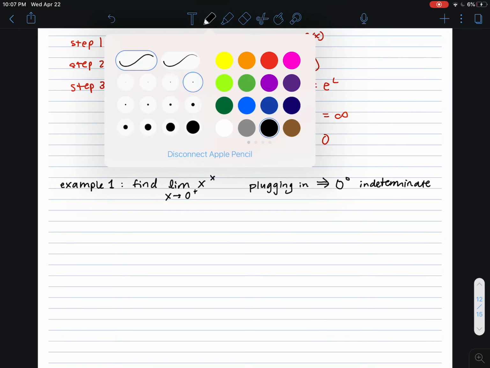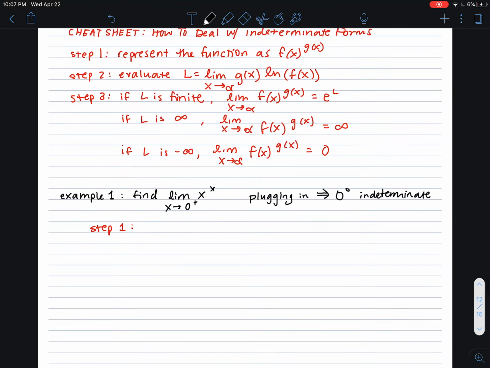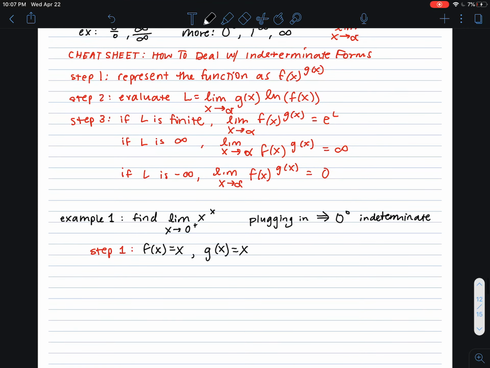So from step 1, up here it told us to represent our function as f of x to the g of x. So our function is x to the x, so both f of x and g of x are equal to x. So we'll just write that down. f of x is equal to x, and g of x is equal to x. Step 2.